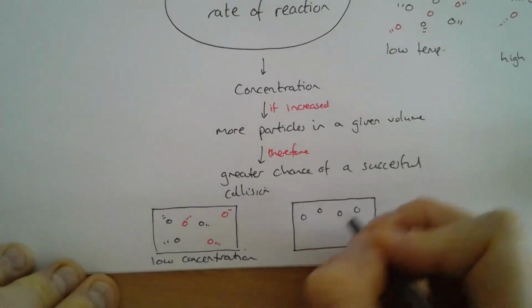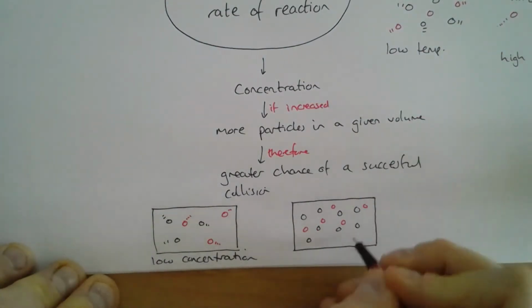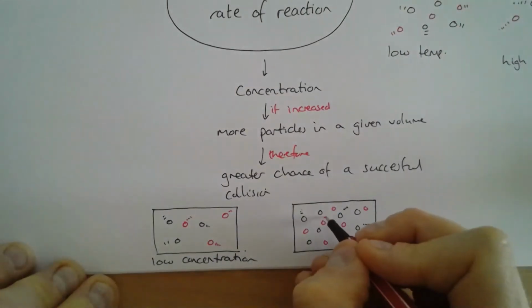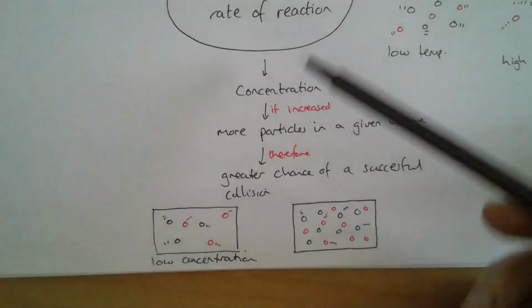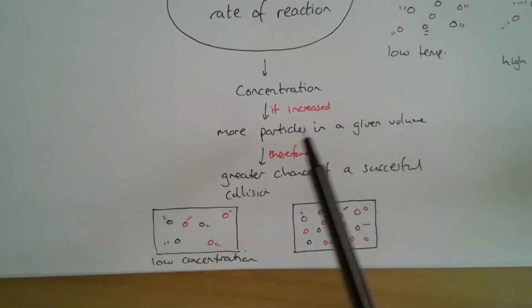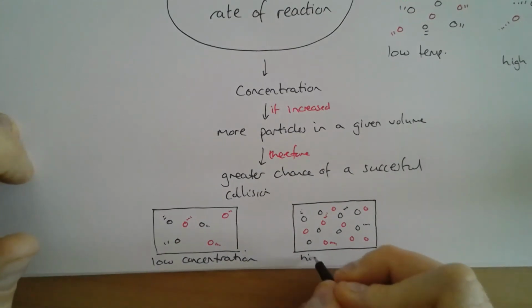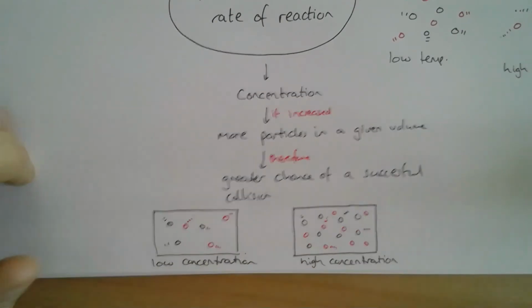As we increase the concentration, so we put more particles or more material into the volume, like this, then naturally there's going to be a greater chance of those particles bumping into each other, those particles colliding with each other, and a reaction taking place. So, concentration, if we increase it, that means there's more particles in a given volume, and therefore there's a greater chance of a successful collision. This diagram shows the particles in a low concentration, and this shows it in a higher concentration.